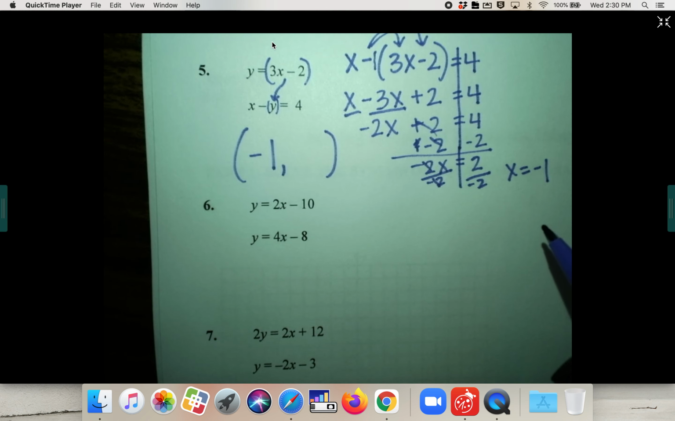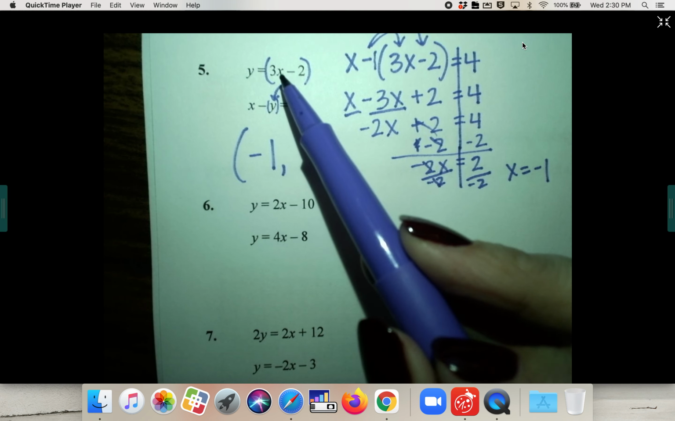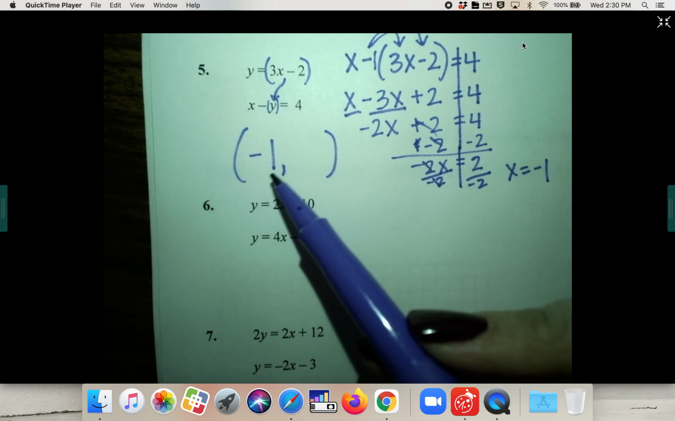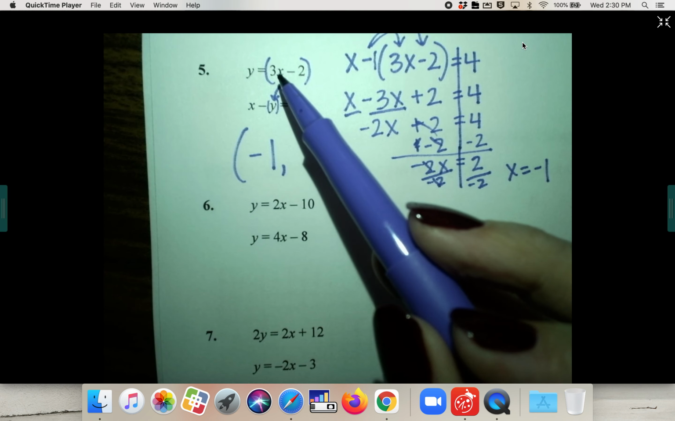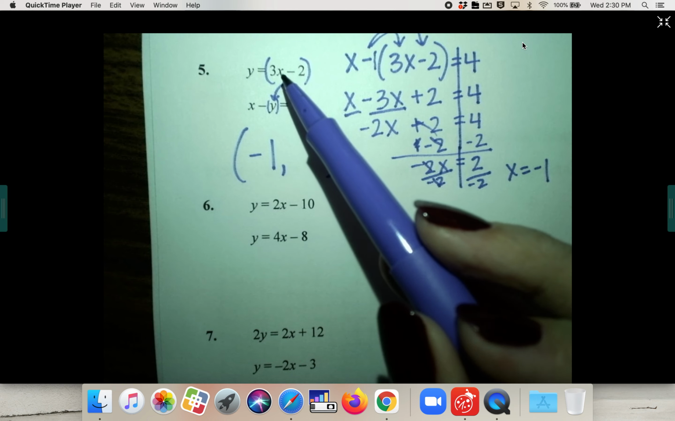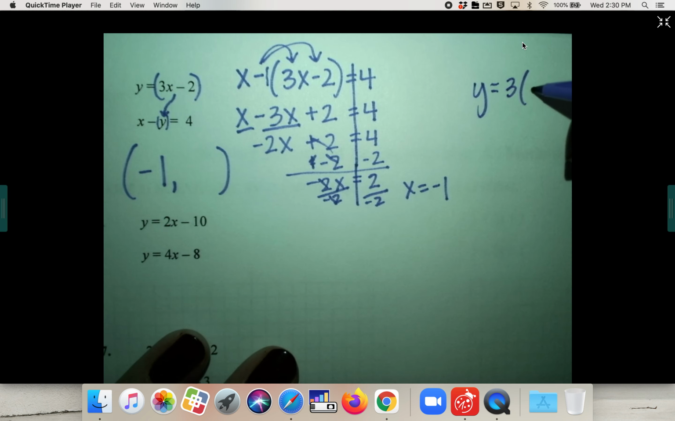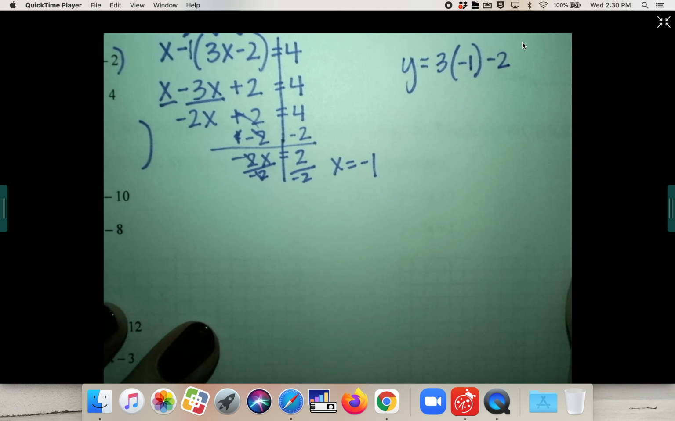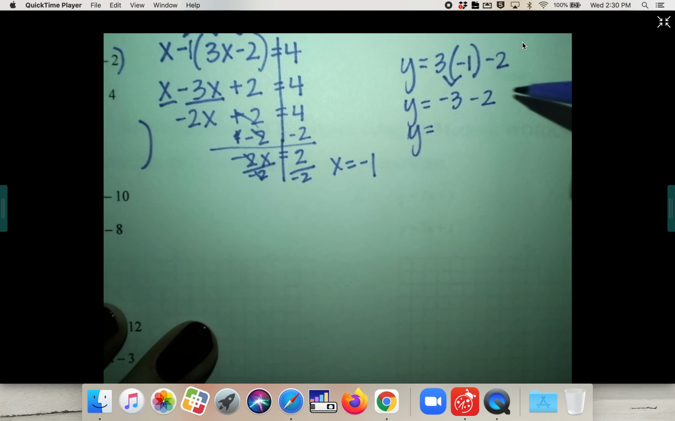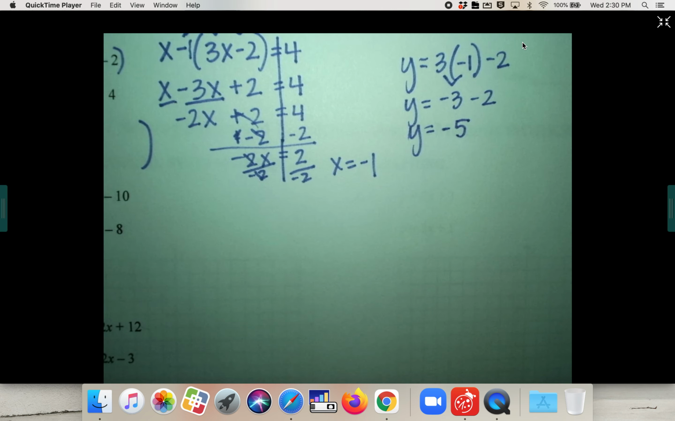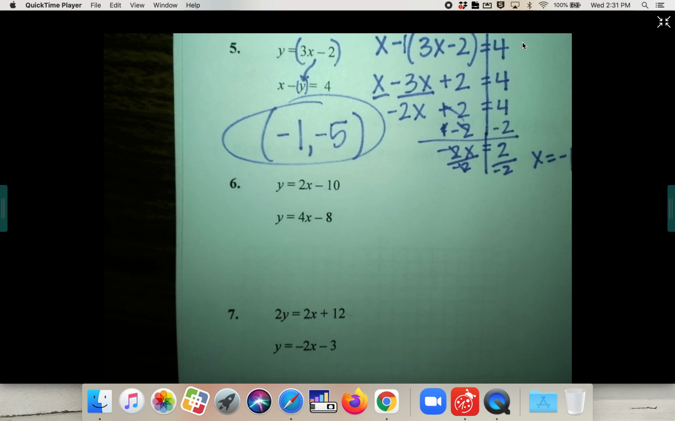And now I need to use that x coordinate to plug it into either this x or this x, and it doesn't matter. The reason I'm plugging it in for x is because it's what x equals. So negative 1, I'll just go ahead and put it in this first equation. So I'm going to say y equals 3 times negative 1 minus 2. So that would be negative 3 minus 2. So negative 3 minus 2 is negative 5. So now my y is negative 5. So the whole answer is the coordinate negative 1, negative 5. That's where they would intersect.